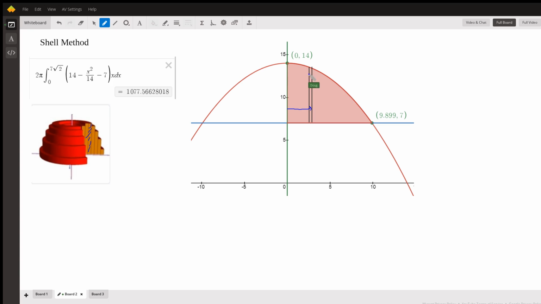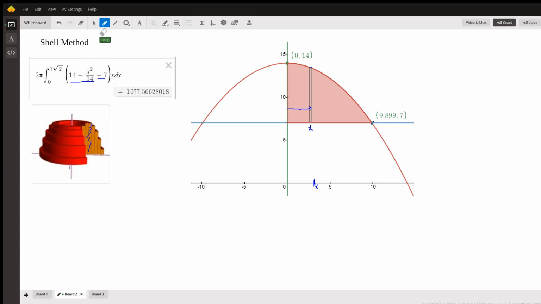So what is the height of the shell? Height of the shell is, there's the function, that's the y value. For each x on this interval, the height of that shell is f of x. Well, we're down here for x. So f of x would actually be this height. But if we subtract 7, which is what this is right here, we've got the height of the shell. And we multiply that by the average radius, integrating from 0 to 7 radical 2, which is what this point is right here. Of course, we would simplify this before we found an antiderivative.